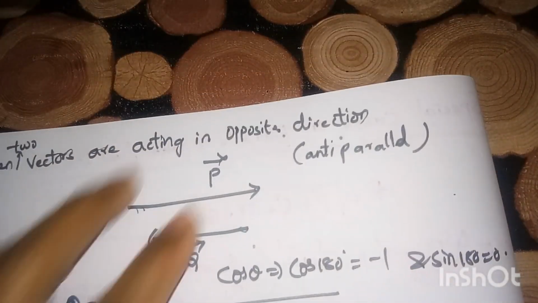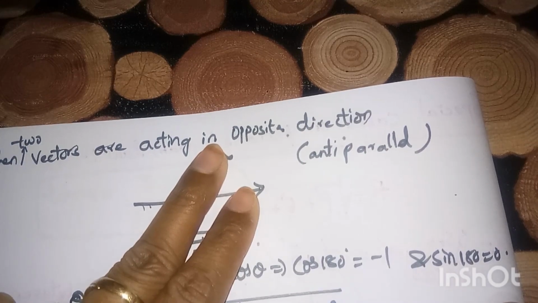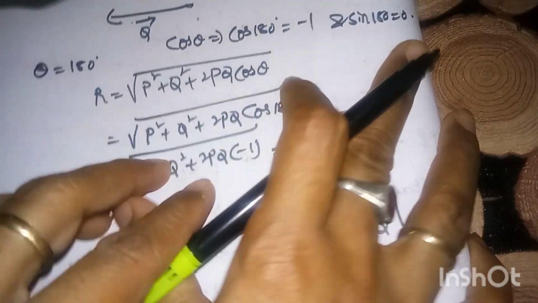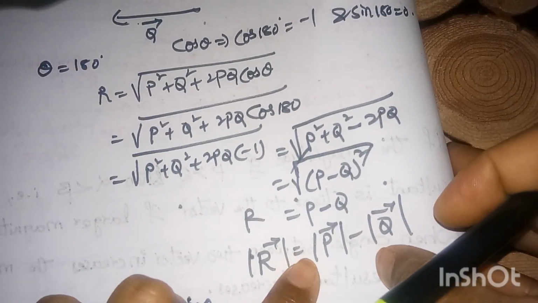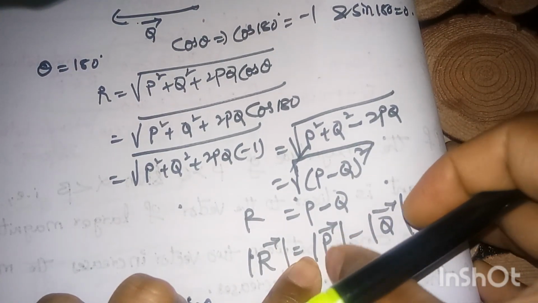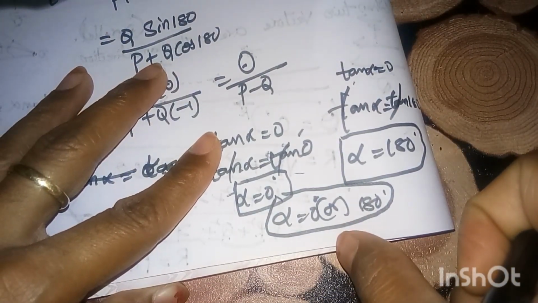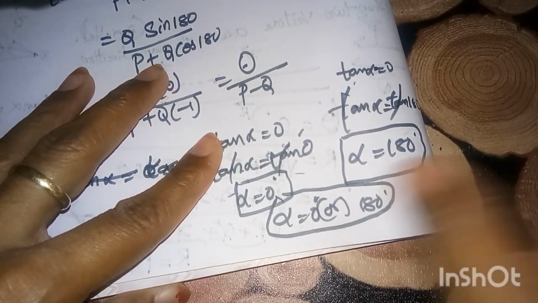So if two vectors are moving in opposite directions to each other, theta becomes 180 degrees. The magnitude of the resultant will be equal to the difference of the magnitudes of the two vectors, and the direction of the resultant will be in the direction of the vector having larger magnitude.